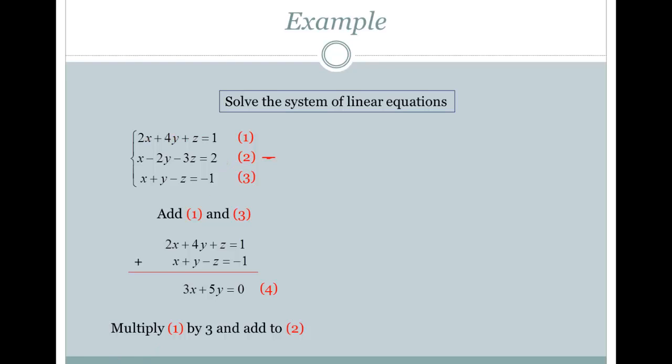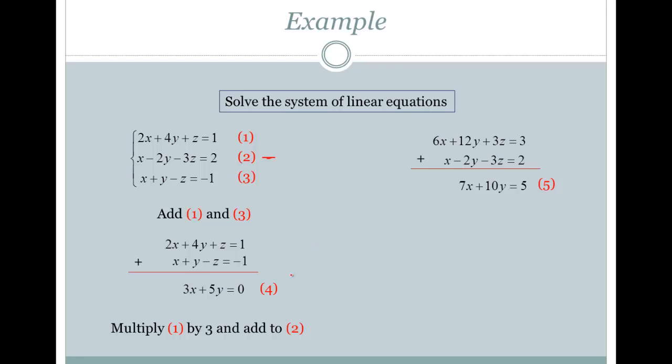If I do that, I get 6x plus 12y plus 3z is equal to 3. I want to add it to 2: x minus 2y minus 3z is equal to 2. The z terms cancel. And then I have 7x plus 10y is equal to 5.